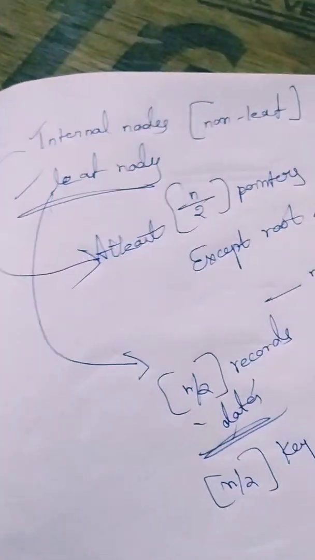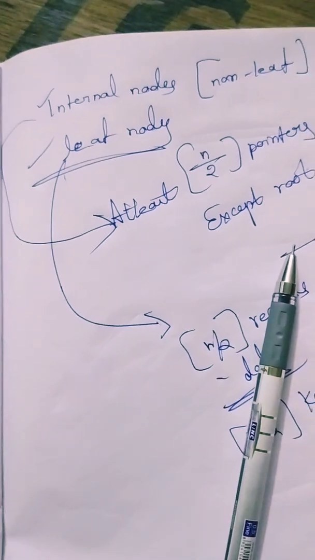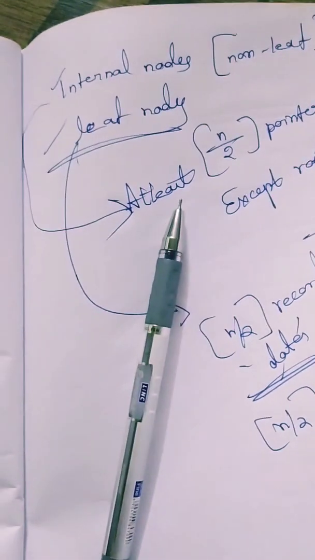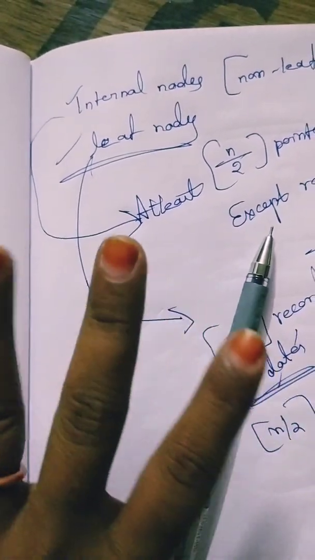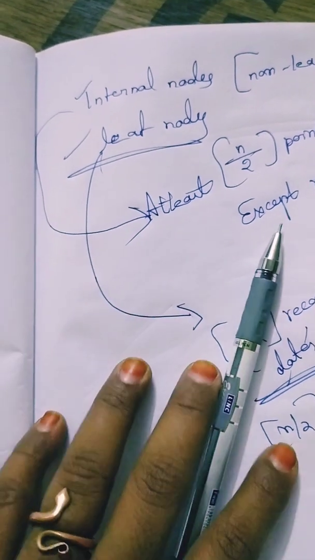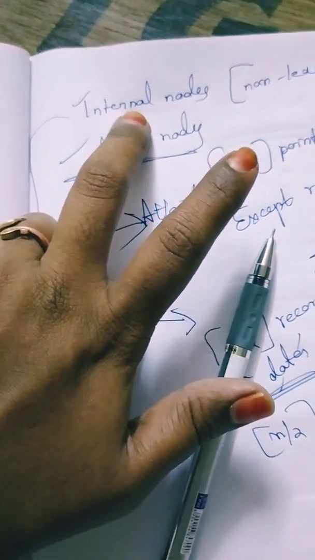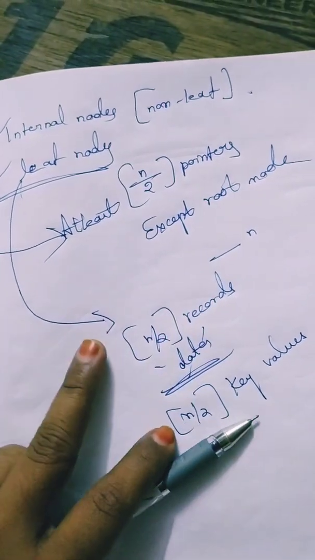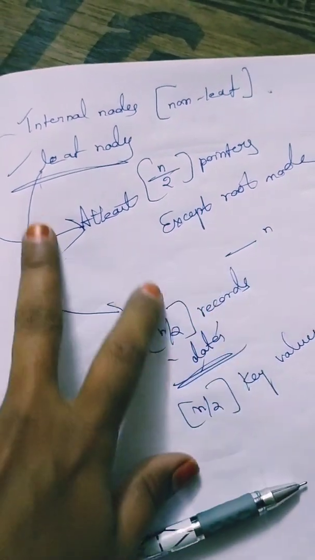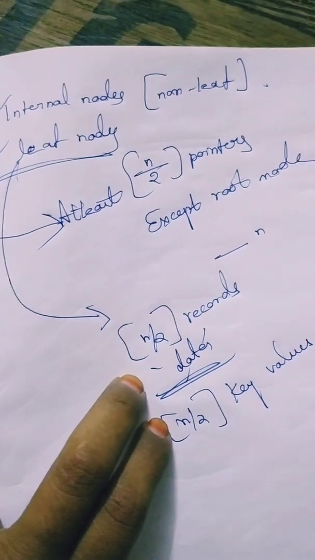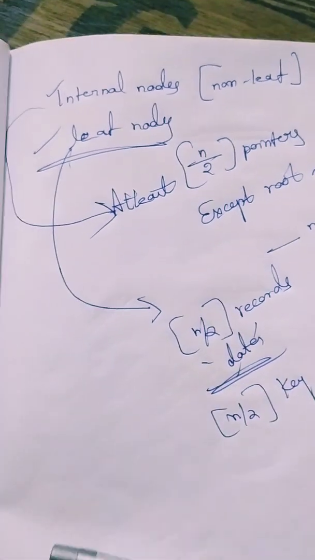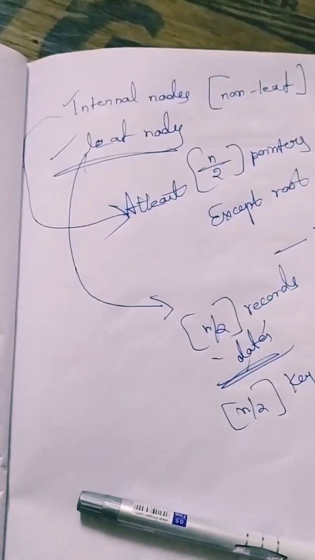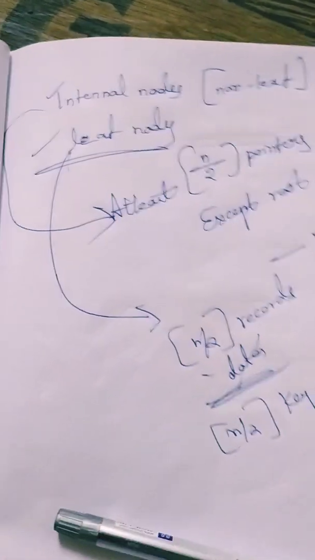Here are the internal nodes and leaf nodes. Internal nodes may also be called non-leaf nodes. Here the leaf nodes are at the same level. Leaf nodes are the data nodes, which we can call key values, and internal nodes are the address nodes. So it has at least n by 2 pointers except the root node, and at most n pointers. Leaf nodes have at least n by 2 records, that is data, and n by 2 key values. This is all about the internal nodes and leaf nodes.